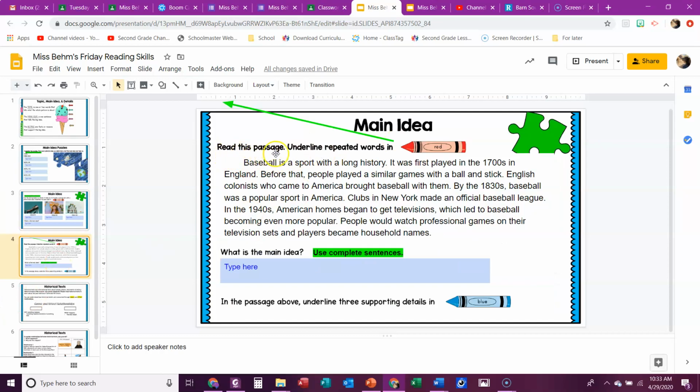Now read this passage and underline the repeated words in red. So read the passage, and if you see words that are repeated a lot, like they keep happening, underline those words because that's going to help you figure out what the main idea is. Then they want you, in the passage above, to underline three supporting details in blue, okay? So think about what details help you come up with the main idea. Does that make sense? I hope.